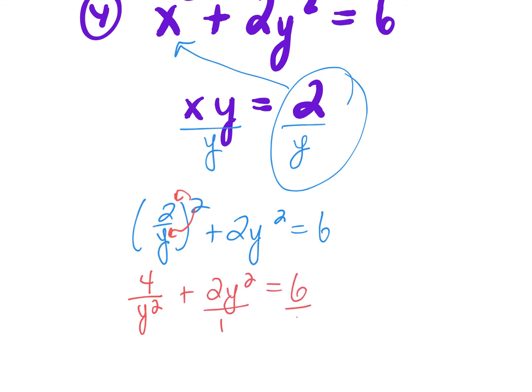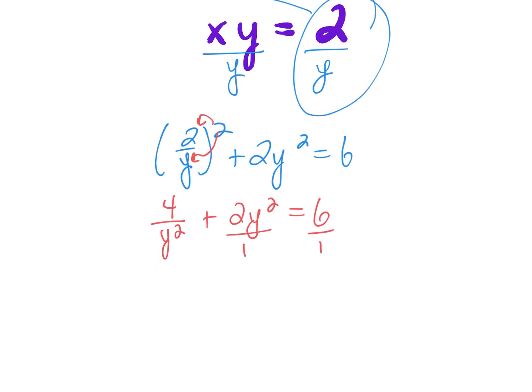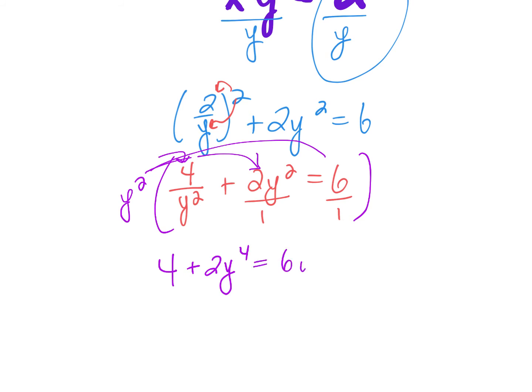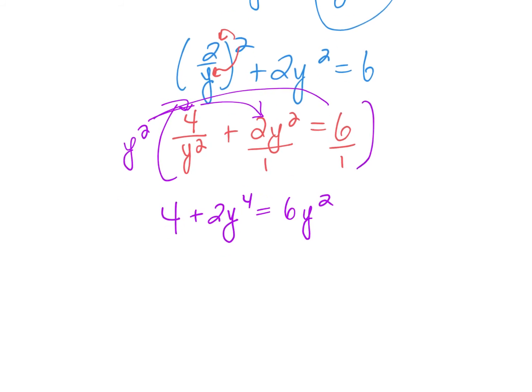Now remember, guys, there's a denominator here of 1. If I'm going to get rid of that denominator, what am I going to multiply the entire equation, left-hand side and right-hand side, by? y squared. Perfect. Very good. So when I distribute here, the y squareds will cancel out, left with just 4. 2y squared times y squared gives me plus 2y to the 4th. y squared times 6 equals 6y squared. Let's move everything to one side. So we have 2y to the 4th minus 6y squared plus 4 equals 0.